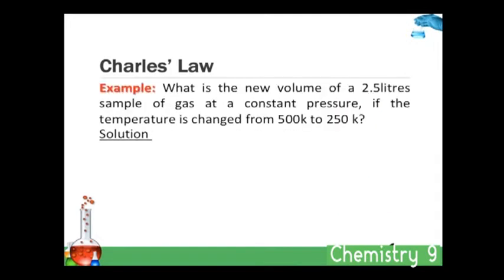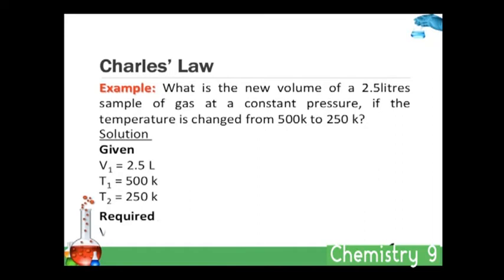For example, what is the new volume of a 2.5 liter sample of gas at a constant pressure if the temperature is changed from 500 Kelvin to 250 Kelvin? Volume 1 is 2.5 liters. Temperature 1 is 500 Kelvin. Temperature 2 is 250 Kelvin. We need to know volume 2.